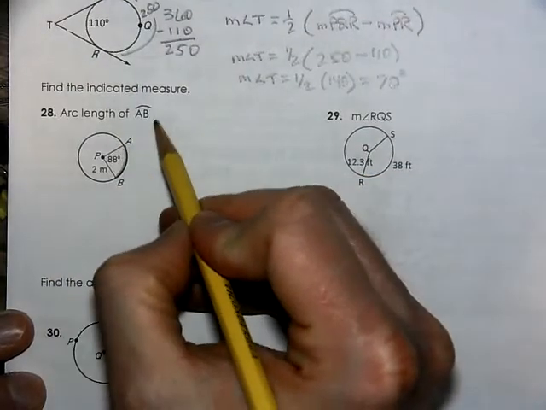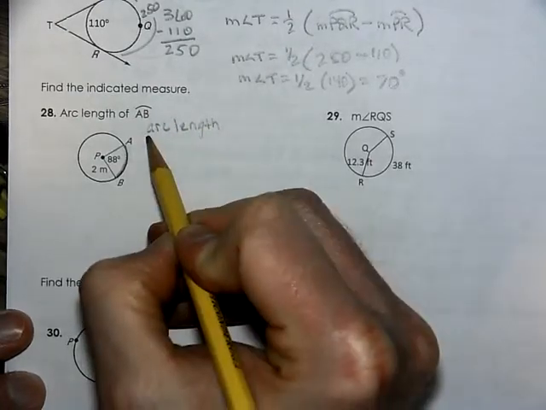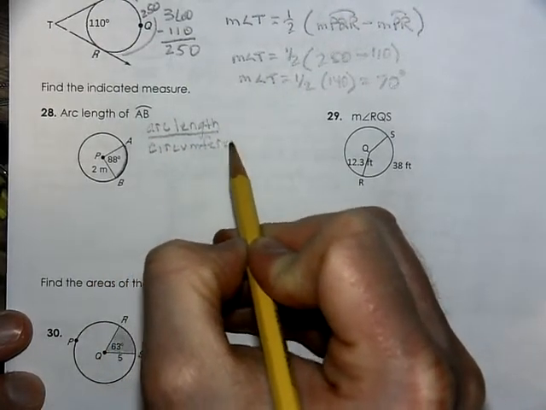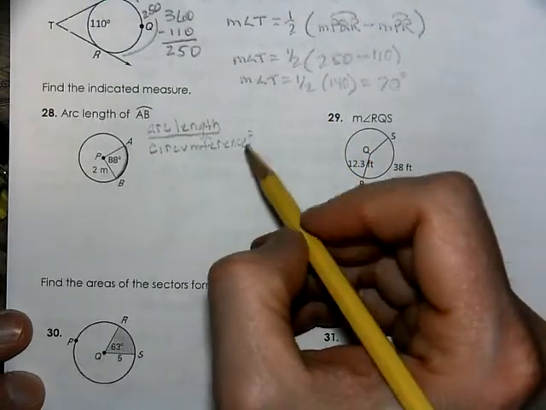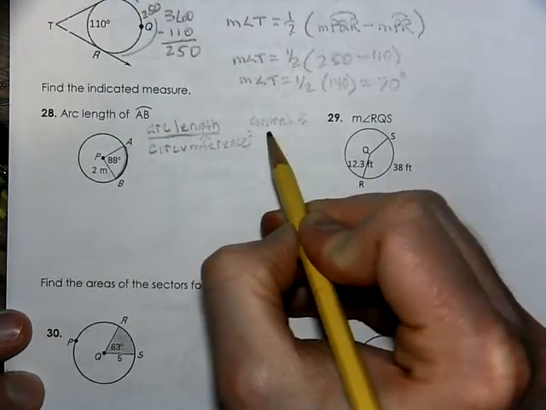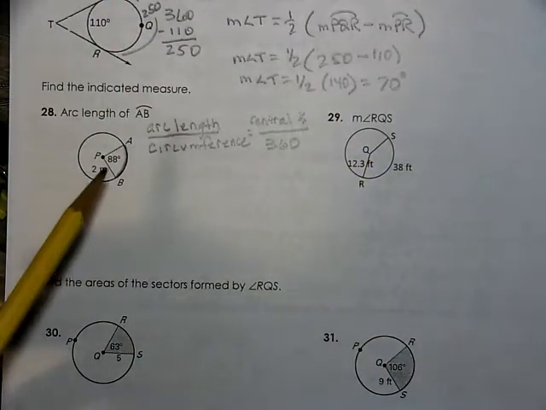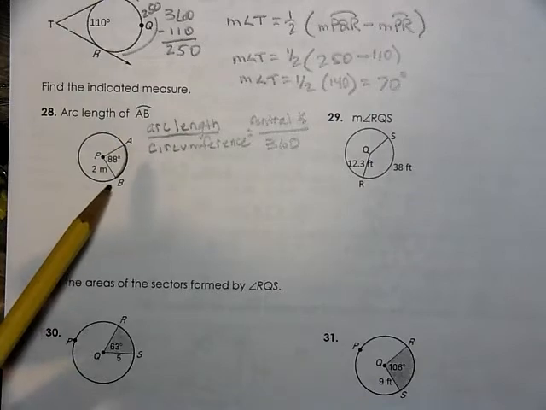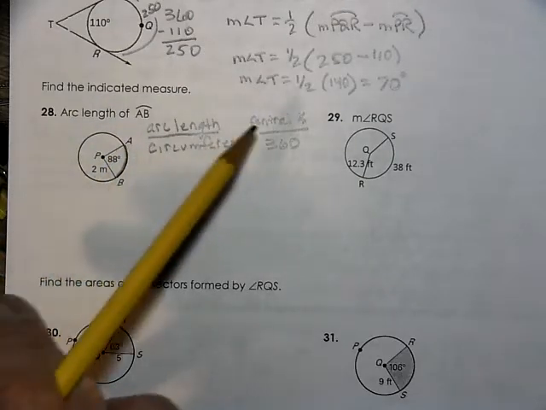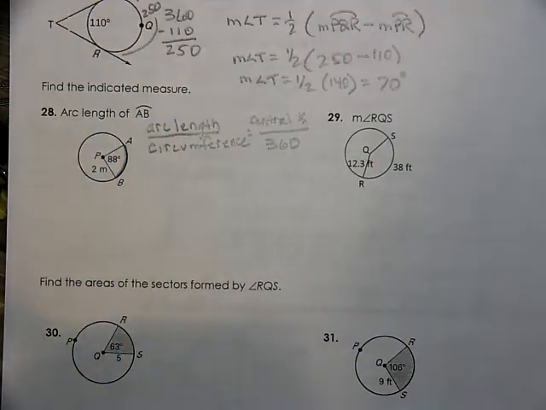So to do that, we're going to take arc length over the circumference is going to equal the central angle over 360. So what this is saying is the arc length to the circumference. The arc length is part of the whole thing, just like the angle of 88 is part of the 360.